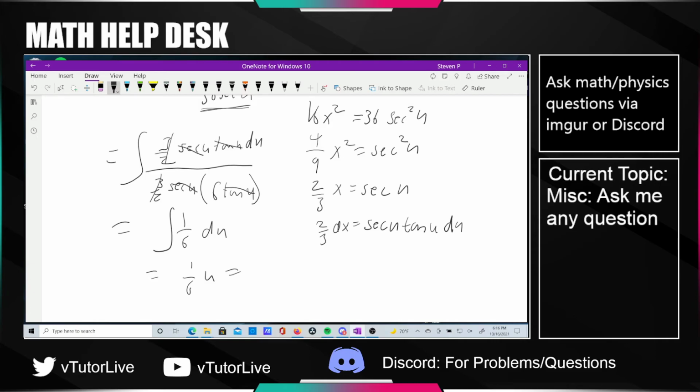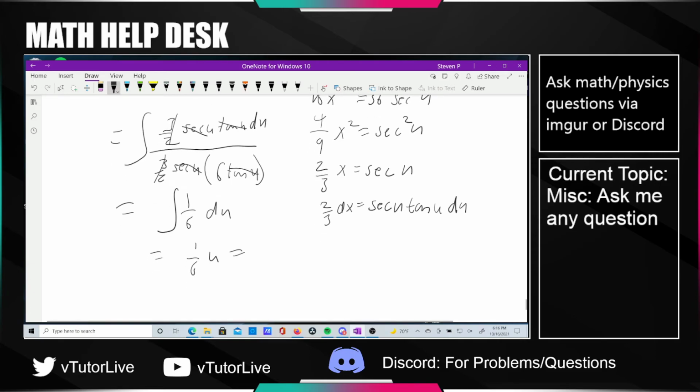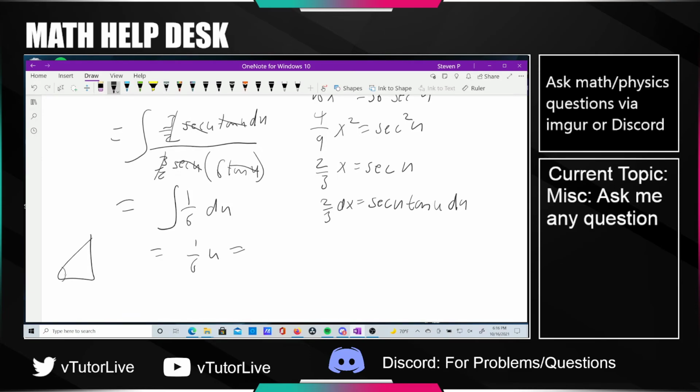And if we draw a triangle for us again, u is an angle, and it's saying that secant of u is 2x over 3. So that looks like 2x over 3 like that, right?